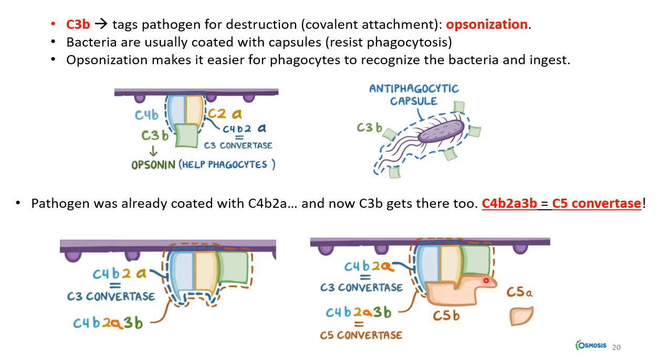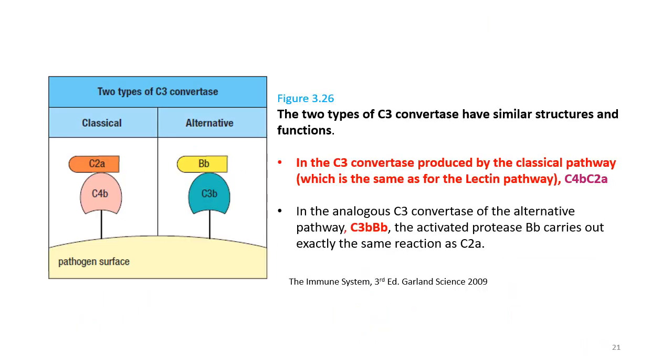Now what's going to happen? C5 is going to show up, and you're going to cut a piece away from C5 and get C5a and C5b. C5b is going to get stuck on a membrane. C5a is going to fly away. So the name of the convertase here is C4b2a3b. Three parts to the convertase.